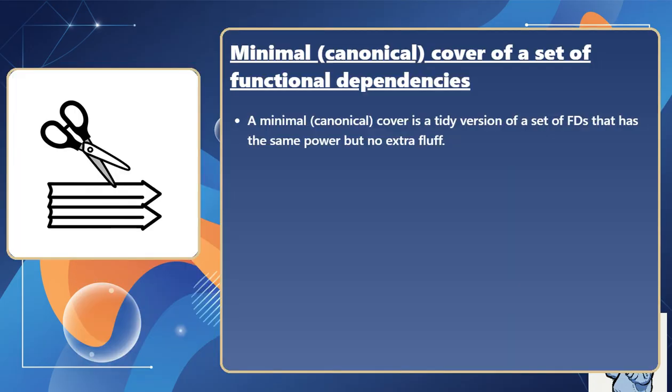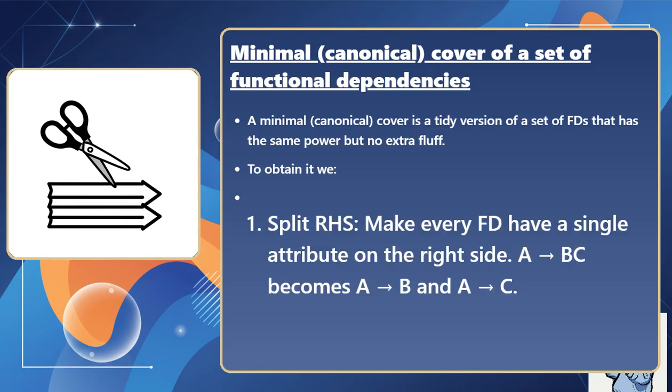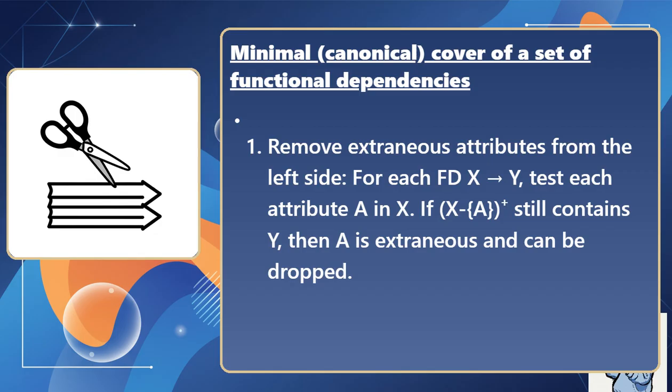A minimal canonical cover is a tidy version of a set of functional dependencies that has the same power but no extra fluff. To obtain it, we do the following. Step 1. Split right-hand side. Make every functional dependency have a single attribute on the right side. A implies BC becomes A implies B and A implies C. Step 2. Remove extraneous attributes from the left side. For each functional dependency X implies Y, test each attribute A in X. If the closure of X minus A still contains Y, then A is extraneous and can be dropped.